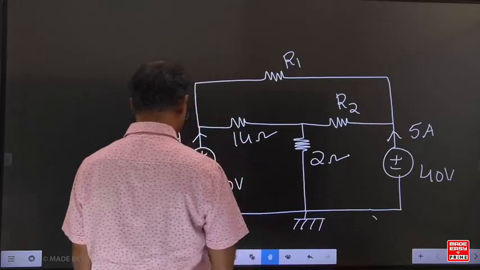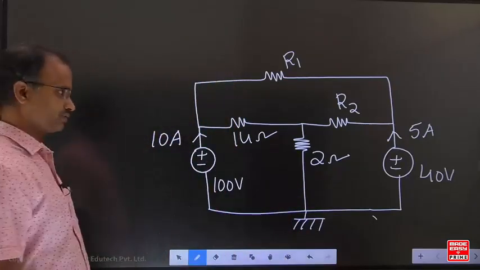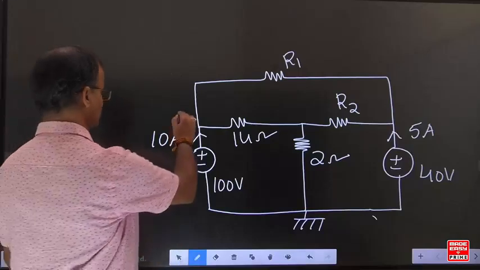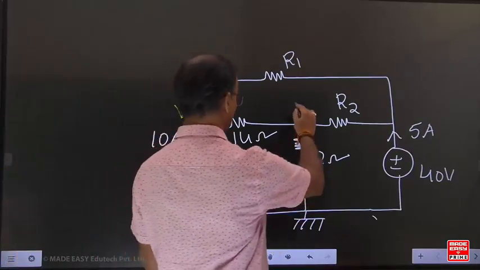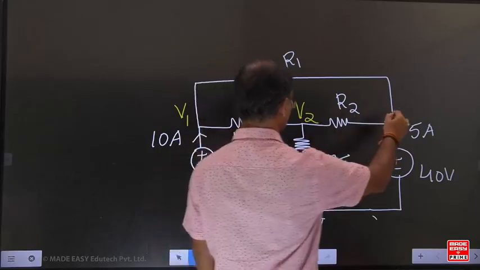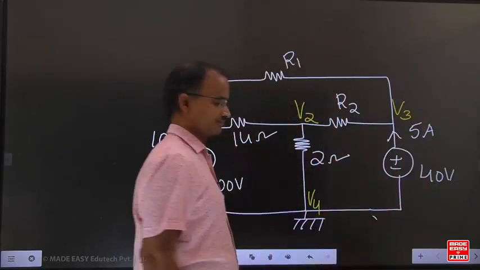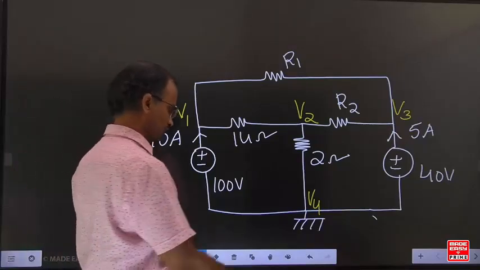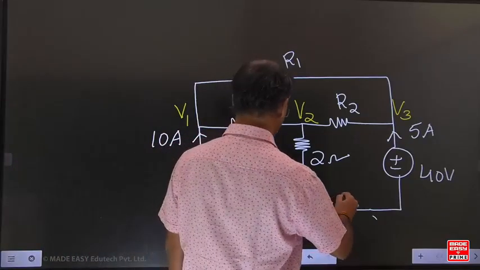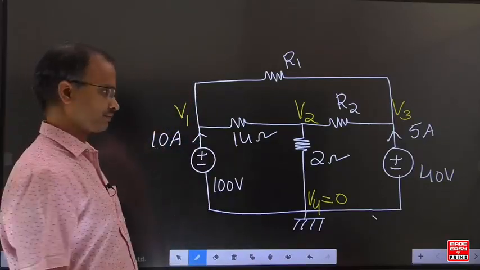देखो इधर. Now for this example, let us assume node voltage of this one is V1, node voltage V2, node voltage V3, node voltage V4. For this example, what is the ground potential? Ground potential equal to 0.